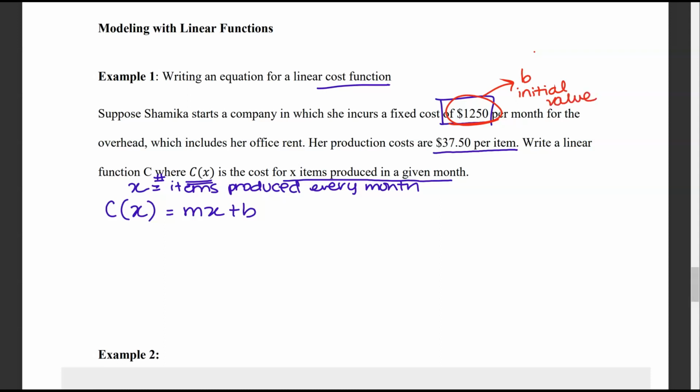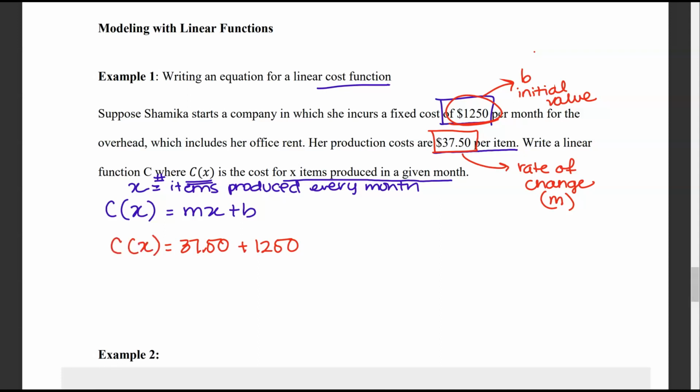And so now we know that we are spending $37.50 per item. So this is our rate of change, also known as our slope. Okay, so now we can come over here and rewrite this. So this is going to be $37.50 x plus $1,250, and that's our cost function, C of x.